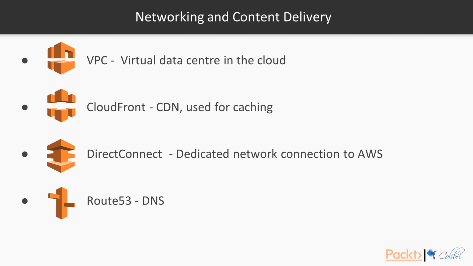Direct Connect is a dedicated connection from your premises to your AWS environment. This means that the traffic from your premises to AWS and vice versa will not go via the internet. The dedicated network will also mean that you can expect more consistent speeds for your connection.